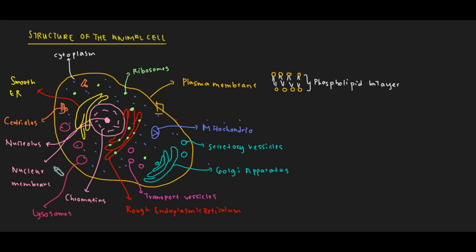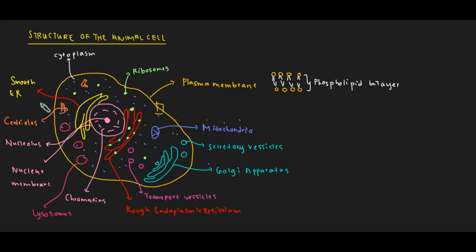And next we have the nuclear membrane. The main function of the nuclear membrane is to separate between the nucleus fluid, the nucleus matrix, and the intracellular fluid. And next we have the chromatins, which are basically DNA, which contains genetic information. And next we have the smooth endoplasmic reticulum. The main function of the smooth endoplasmic reticulum is for lipid synthesis and detoxification of drugs.